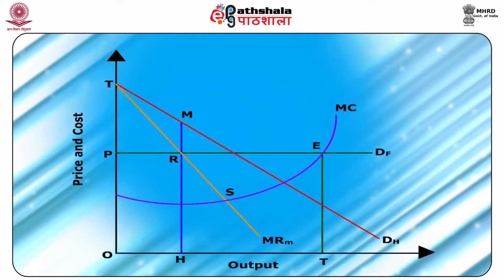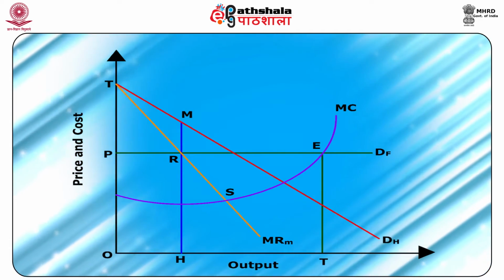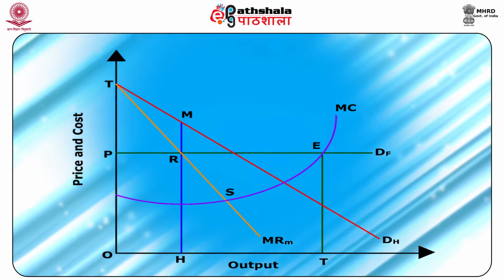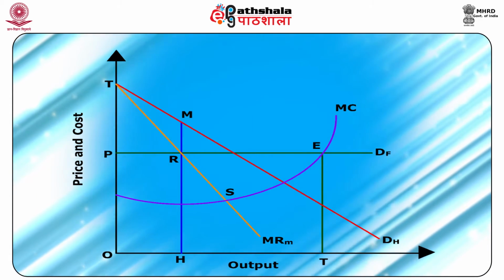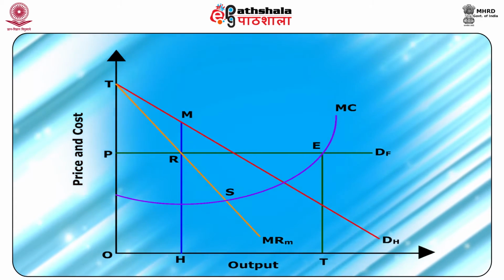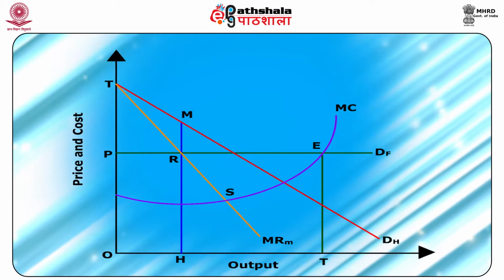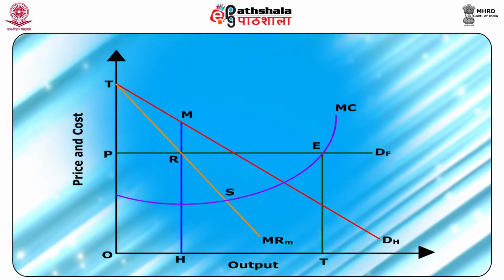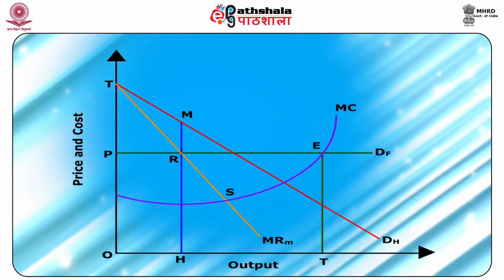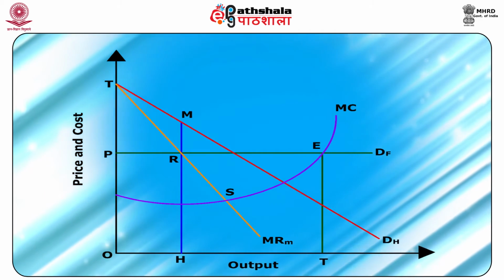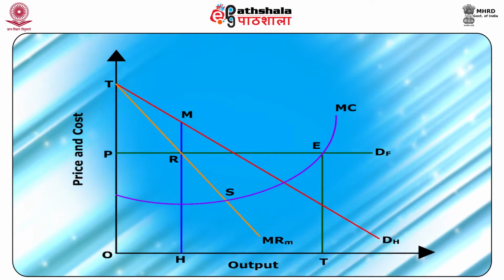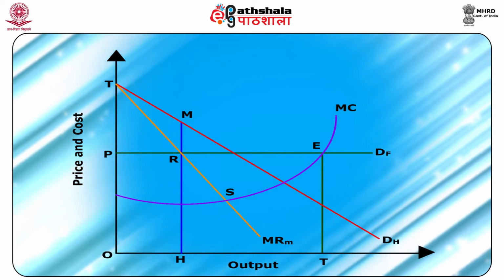In the figure illustrated below, the price-output determination is given for the case of dumping. You could notice over here that on the vertical axis we have price and cost, and on the horizontal axis we have output. There are two red lines which are downward sloping. The outer line is domestic demand DH, and the inner downward sloping red line is the marginal revenue in the home market.